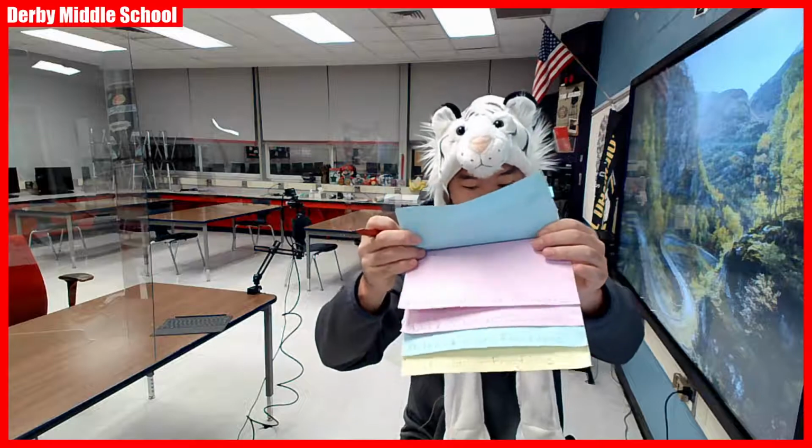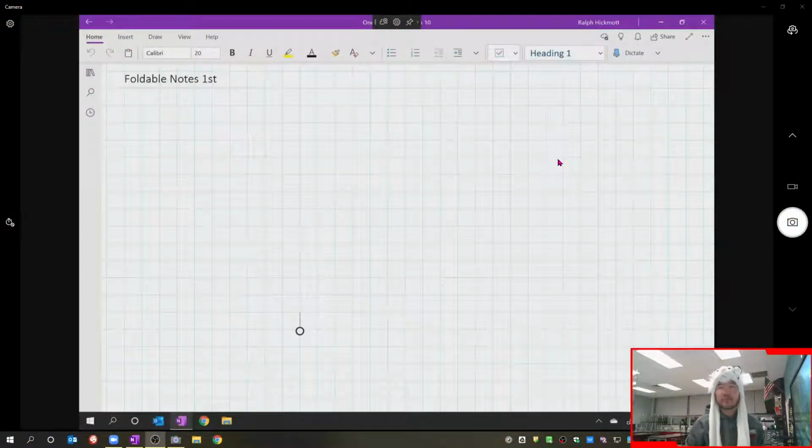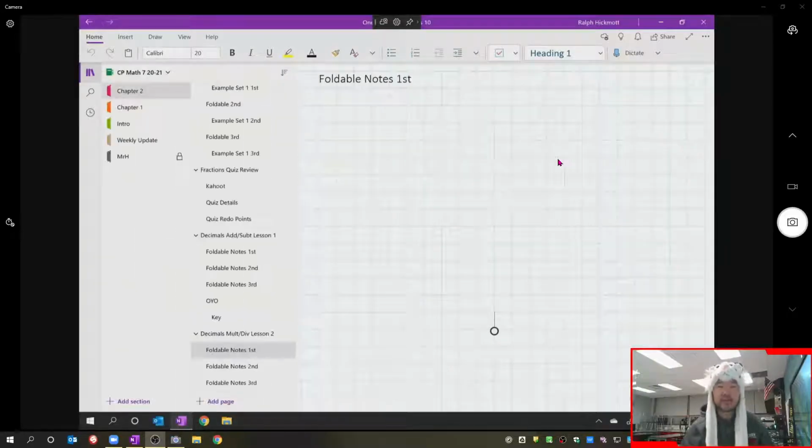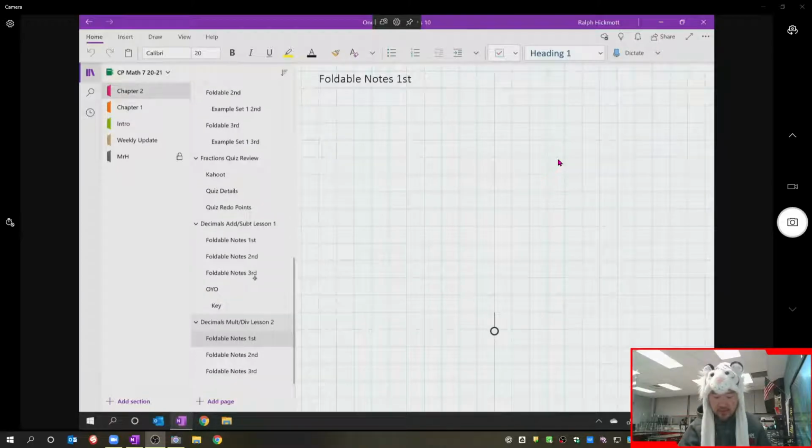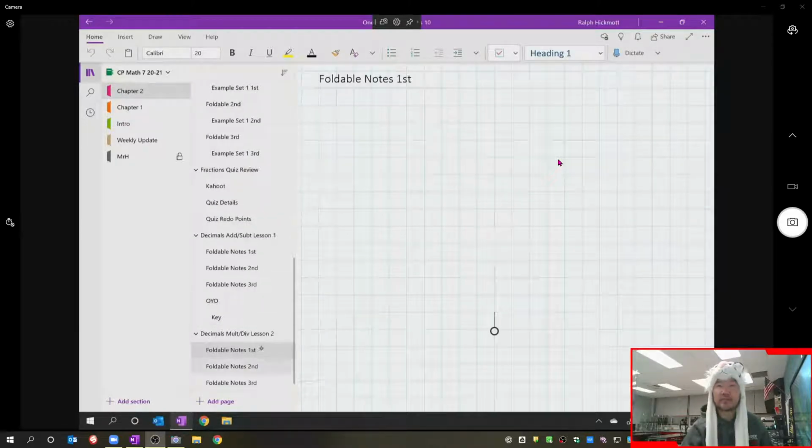So with that being said, let's go ahead and switch screens and move this forward. So on your screen, you should see that I got the foldable notes. Don't forget that if you miss any of this information or need to look it up again, it is in OneNote all the way at the bottom. So right now I'm working in the foldable for first hour, but because this is a lesson video for first and third hour, I will copy it into third hour also.